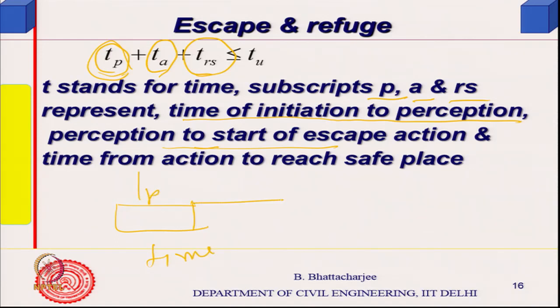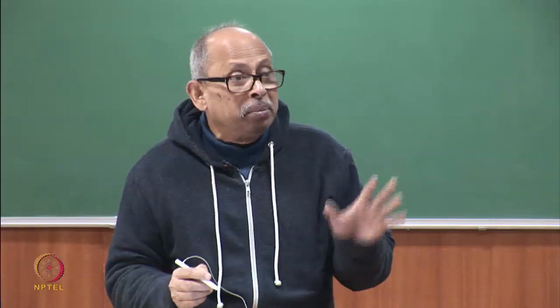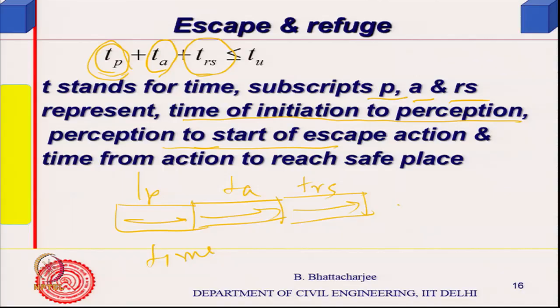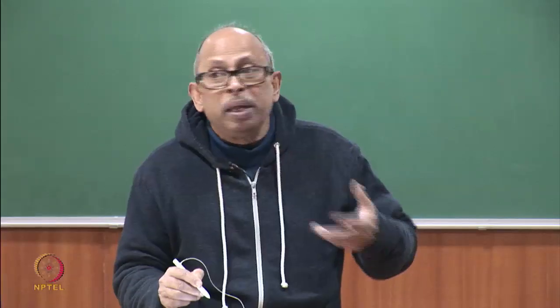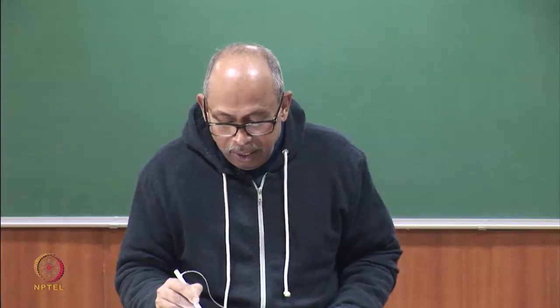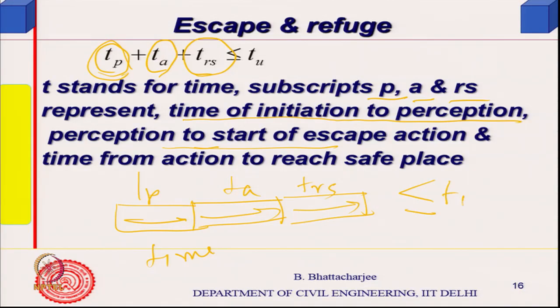then after that there will be TA. First the fire is perceived, when somebody comes to know that there is a fire, then you start taking action and then travel to a place which is safe, which could be within the building or outside the building depending upon the situation. Usually the safe refuge area for a low rise building is outside the building. For a high rise building there is no way, you have to have something in the building itself. This should be less than TU.